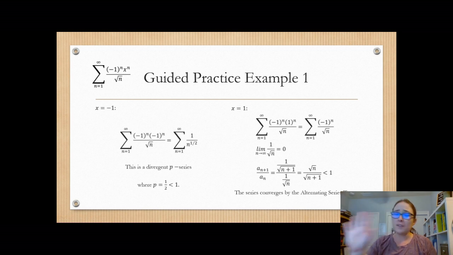Okay? And all of the things I'm showing on the screen right now are necessary parts of explaining the solution. So don't leave any of these steps out. Make sure to identify the series tests you're using along the way and the qualifications for that test that the series meets.